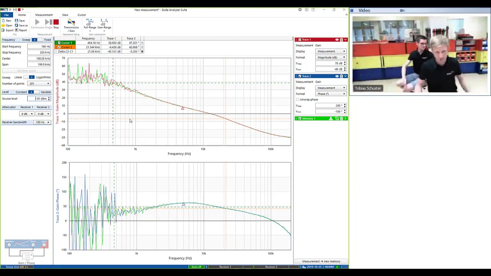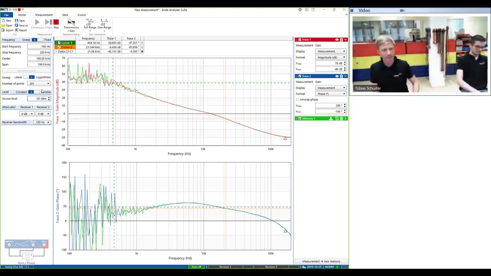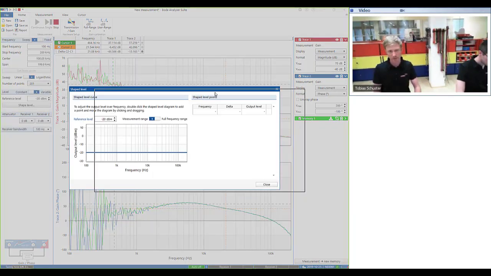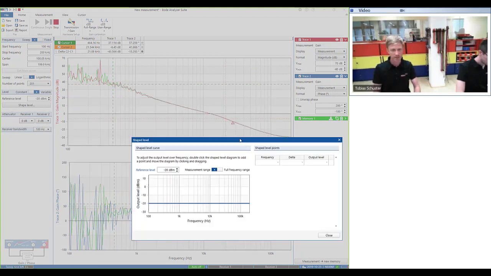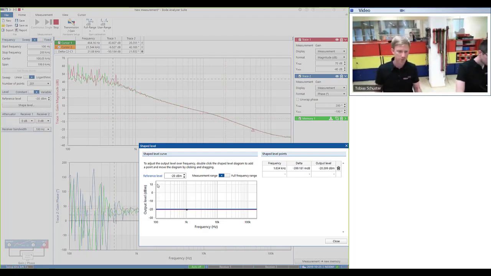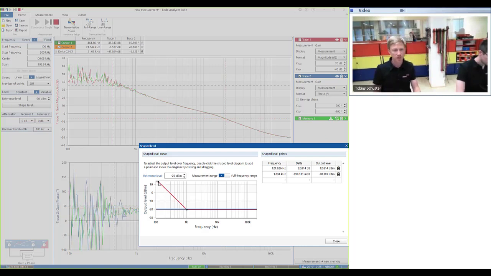And we're going to do that by using the variable signal level. So I switch the level to variable, and then I click on shape level, put that a little bit aside here, and now I can change the injection signal level with frequency. And from the results I can see that the noise starts to appear below 1 kHz. And so I double click at the 1 kHz to create the point here, and then I double click at 100 Hz and maximum level to increase the injection signal level at lower frequencies.